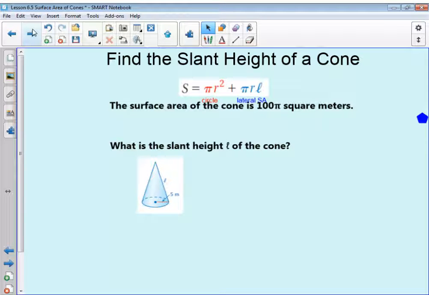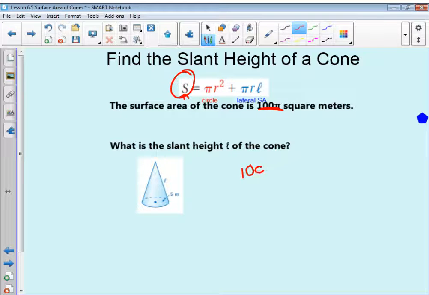So remember, in our formula, surface area of a cone is represented by S. So I'm going to go ahead and plug this in right here. So I have 100 pi. Now we're just going to leave it as 100 pi and not change it to 100 times 3.14. I'm going to teach you how to work with pi in its symbol form versus its number form. Okay. So now let's go ahead and plug in the other information that we know.